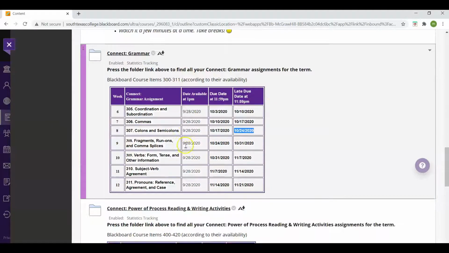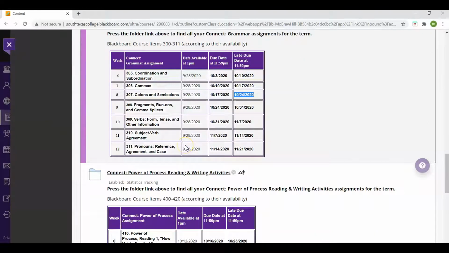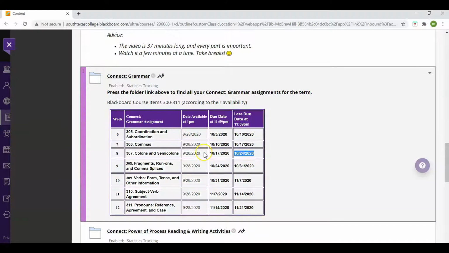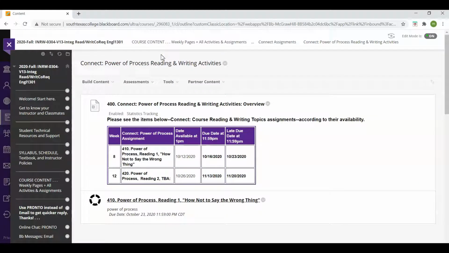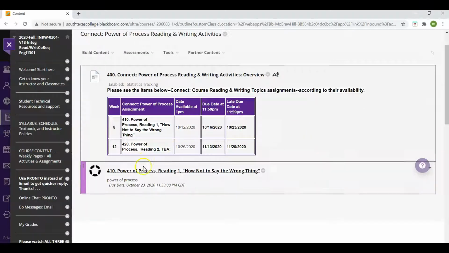But I'm not focusing on this because I already introduced grammar assignments back on September 28th. So I'm focusing on this because there are only 2 of this type of assignment. The second one I'll introduce 2 weeks from now, right? But for now we're doing this one, and so it's just a matter of pressing on this link, and notice currently it's the only one that's available or will become available.